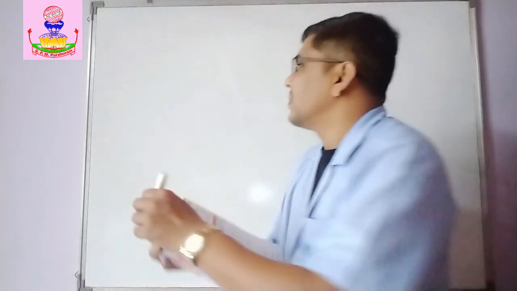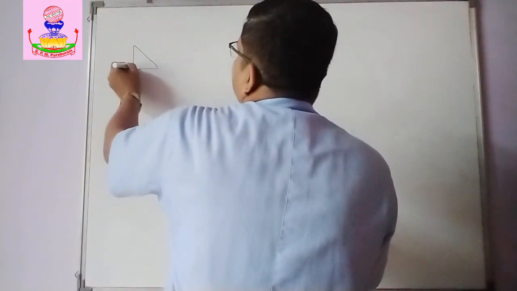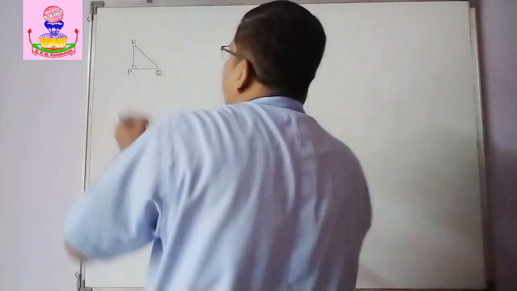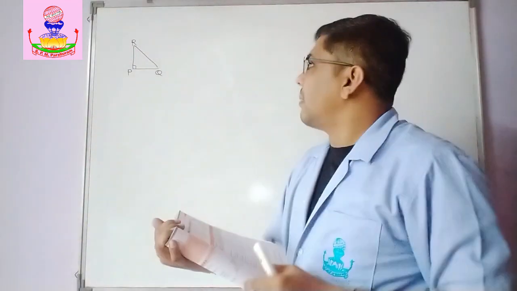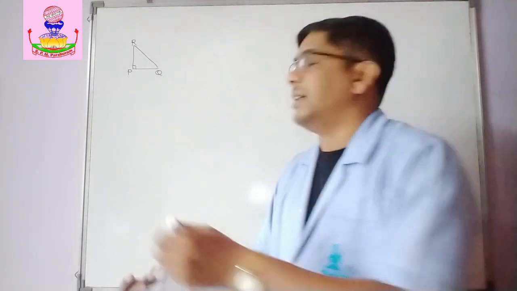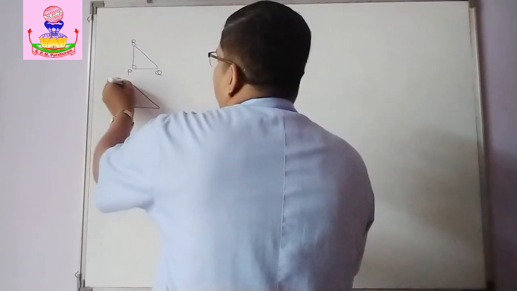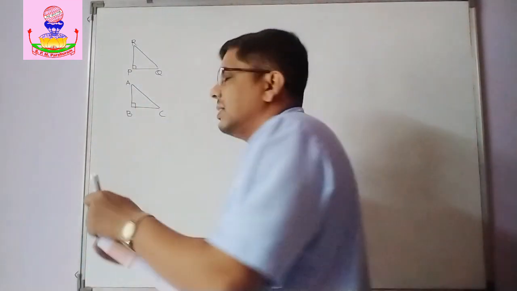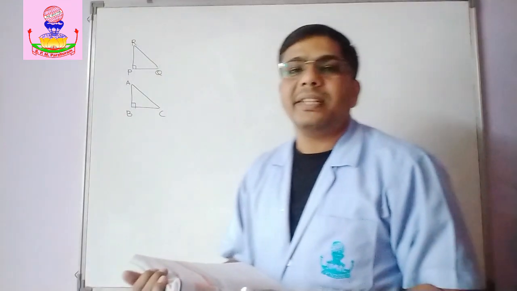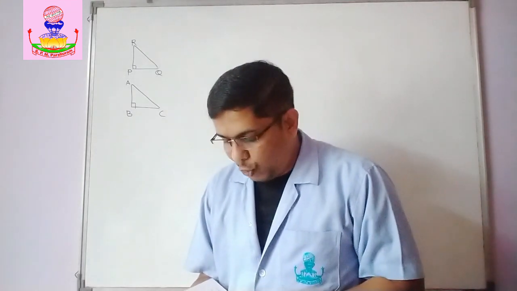Now first one, which is the longest side in the triangle PQR? Right angled at P. If you draw the figure, you will definitely see P is right angled. So which is the hypotenuse? Yes, exactly. QR is the hypotenuse. That is the longest side. Then which is the longest side in triangle ABC? Right angled at B. Again the same thing. Draw the triangle. So this is A and this is C, and at B is right angle. So which is the longest side? Exactly, AC.